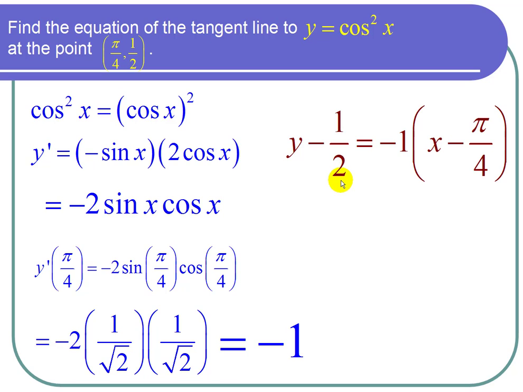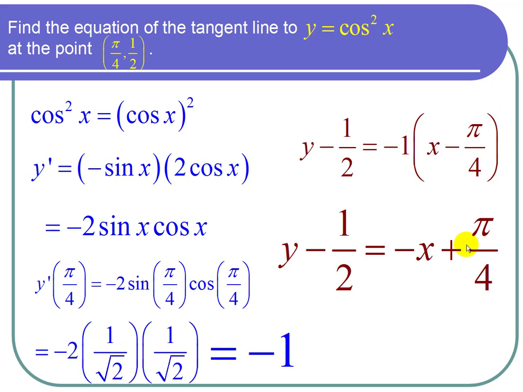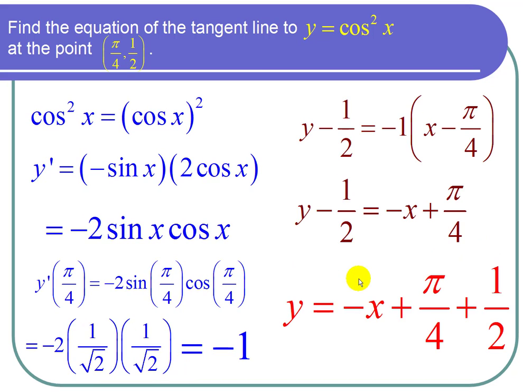So now I just clean it up a bit, multiply the negative 1 through, and I get negative x. A negative 1 times a negative is positive pi over 4. And then finally, I add 1/2 to both sides, and I get my final answer. The equation of the tangent line is y equals negative x plus pi over 4 plus 1/2. And I'm done with the problem.